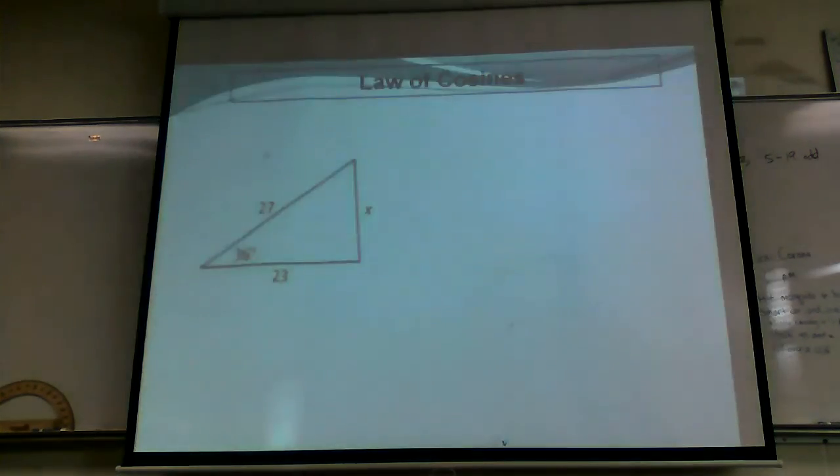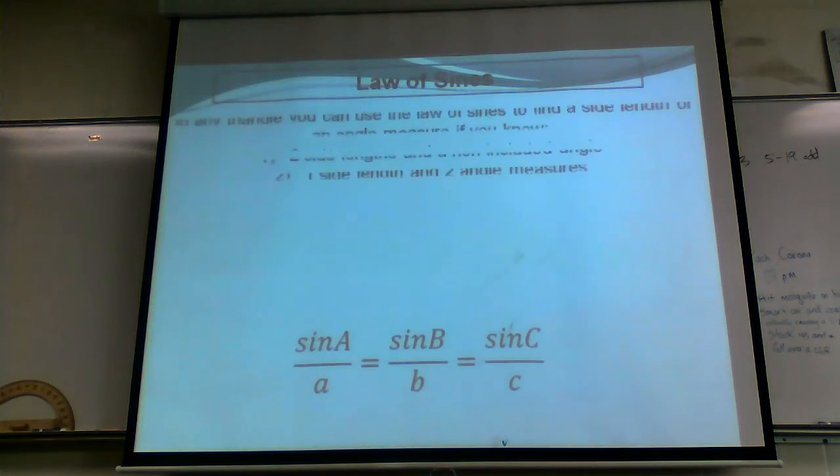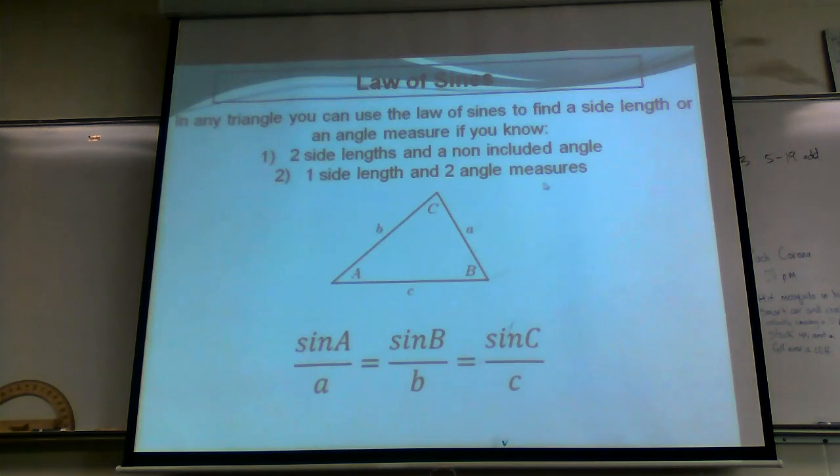All right, here's what I want you guys to do. This is a little bit more straightforward because it's a proportion. Now, the law of sines. Again, this is for non-right triangles. If this were a right triangle, I would just go back to regular sine, cosine.